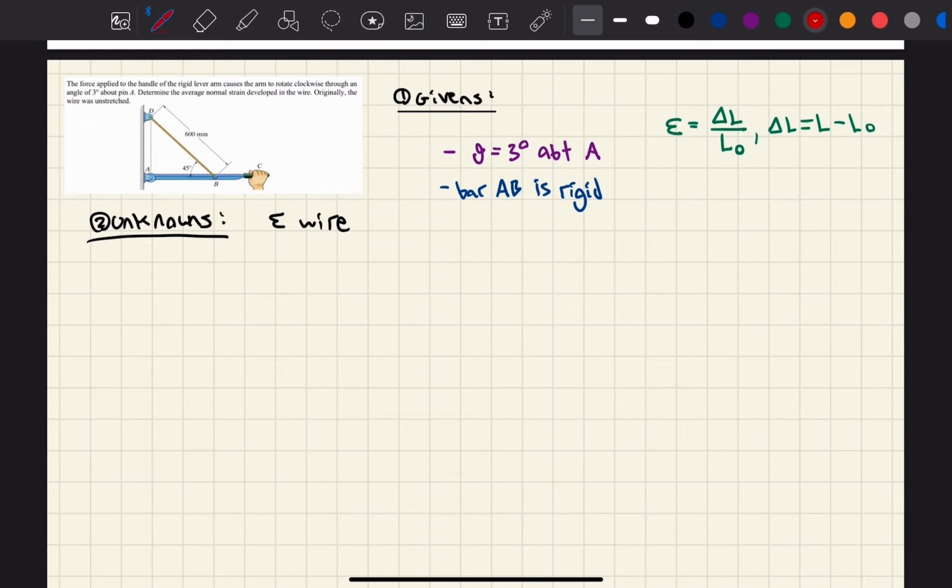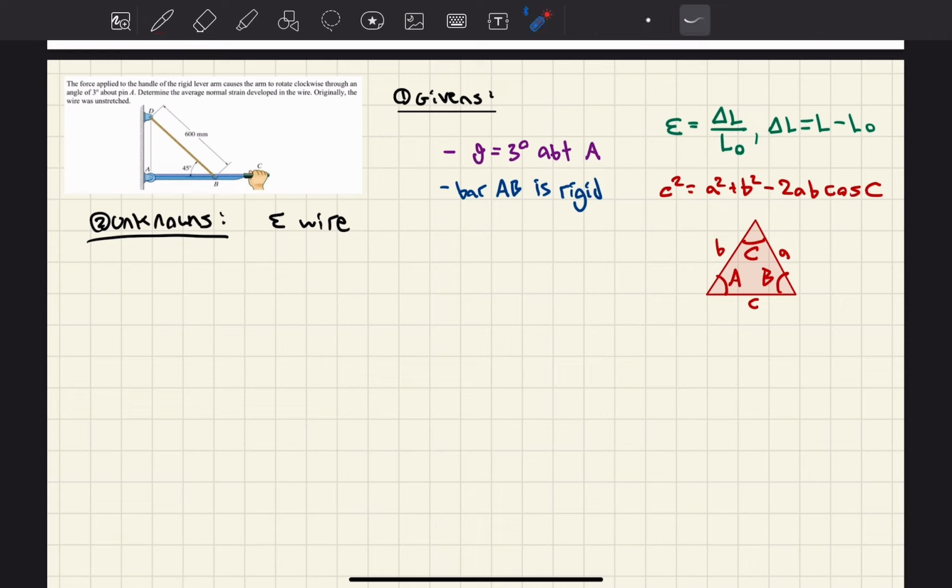Perfect. I think that's all we need for givens, but there is one formula, a spoiler for later on: in this question we're going to use the law of cosines, and that is basically c squared is equal to a squared plus b squared minus 2ab cosine of the angle C. And in a triangle representation, that does not look like that. It looks like this. If this is B, this is B as well. This is A, this is A, this is C, this is C.